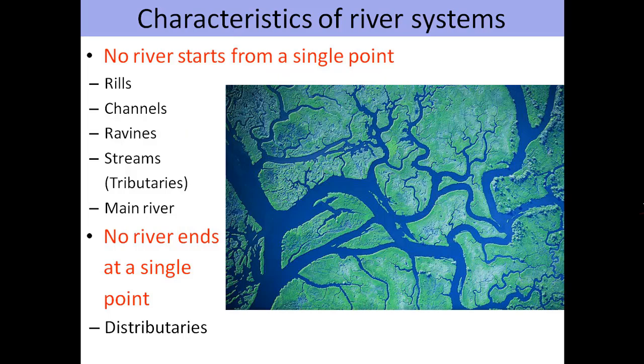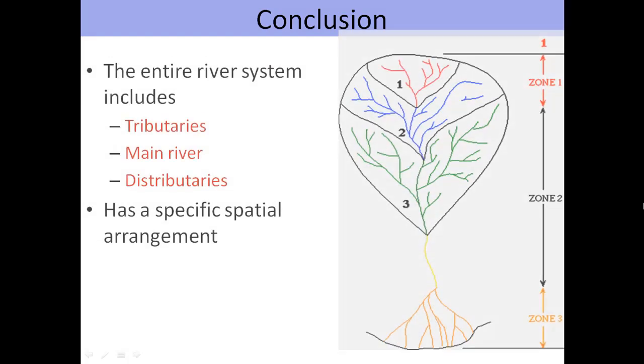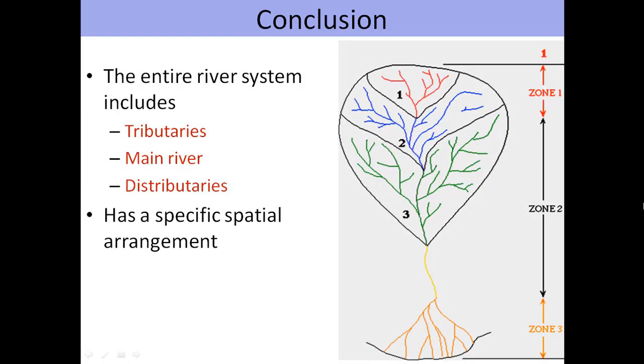Now before the river meets with the ocean or they form delta, then also they don't end at single point. River breaks up into many branches and it is called distributaries. Now what is the conclusion here? The entire river system includes tributaries, main river and distributaries, and it has a specific spatial arrangement.